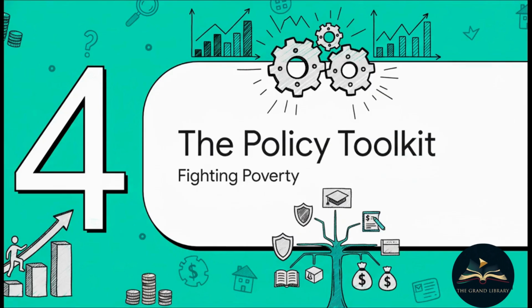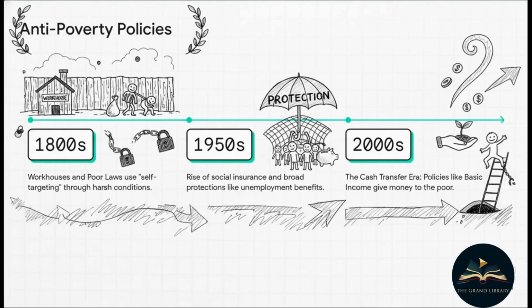Okay, so once you understand the trap, the big question becomes, what can we actually do about it? Well, the policies to fight poverty have evolved dramatically over the years, and they really reflect our changing understanding of the problem itself. We've moved from policies that were literally designed to deter people from asking for help, like those awful workhouses in the 19th century, to policies today that invest directly in people's well-being. The modern era is really defined by finding ways to empower people, often through things like direct cash transfers. And studies have shown these can lead to better nutrition, kids staying in school longer, and even more investment in small businesses.